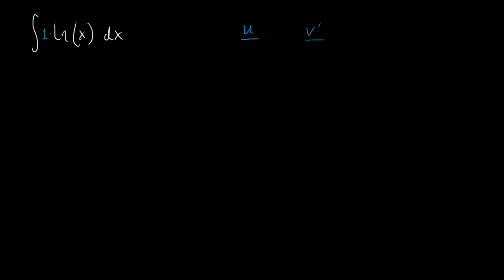Again, it's tempting to use 1 as our u because if you differentiate that once, you get 0. But remember, that means v prime would be natural log of x, and we obviously can't integrate that. That's the whole point we're trying to use this for. So we'll make natural log of x our u, and we'll make 1 our v prime. Remember, we differentiate on the left, so the derivative of natural log of x is 1 over x, and the antiderivative of 1 would be x.